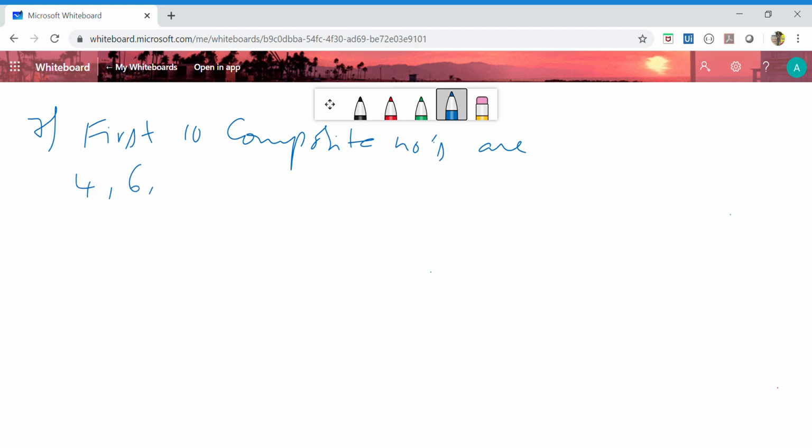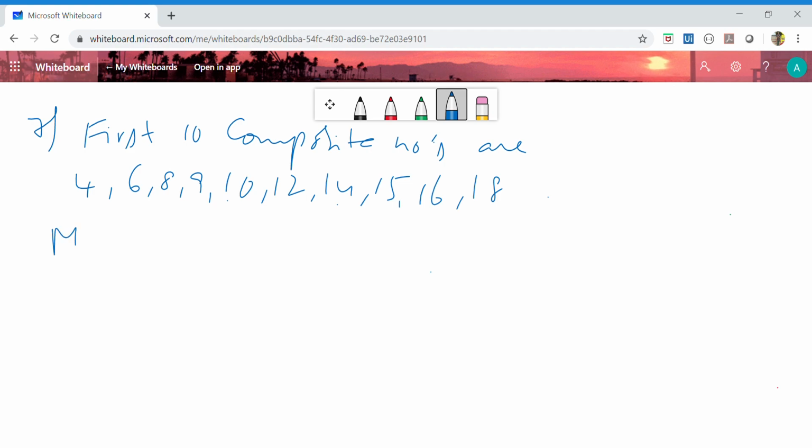Next, seventh question. Find the mean of first 10 composite numbers. What are the first 10 composite numbers? The first composite number is 4, then 6, 8, 9, 10, 12, 14, 15, 16 and 18 are the first 10. 1, 2, 3, 4, 5, up to 18. So these are the first 10 composite numbers.